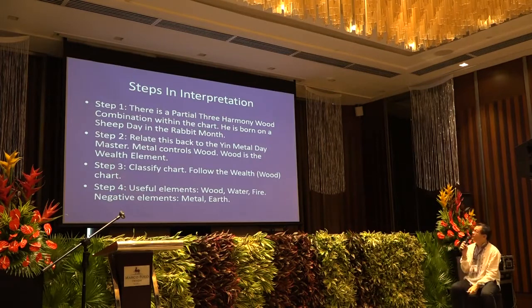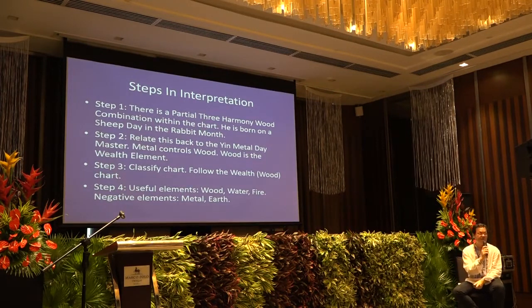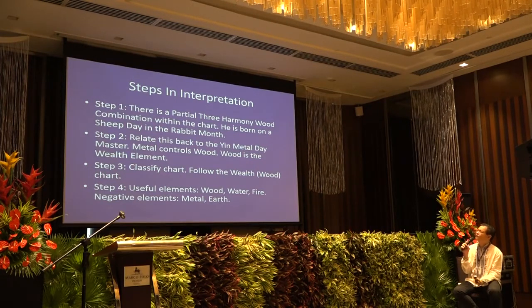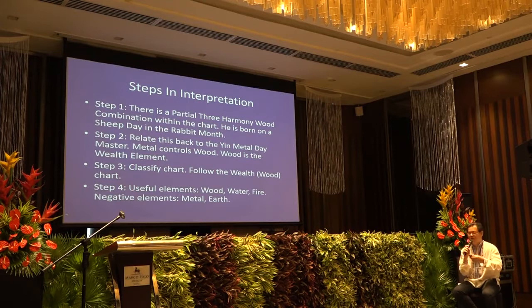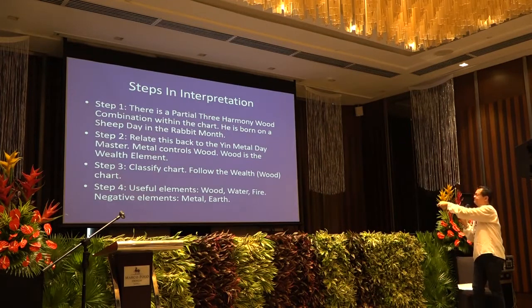Step 1, there is a partial 3-harmony wood combination within the chart. He is born on a sheep day in the rabbit month. Relate this back to the yin metal day master. So metal controls wood. Wood is the wealth element. Classify the chart. Step 3, it's a follow the wealth wood chart. Step 4, useful elements, wood, water, fire. Negative elements, metal and earth. So, as usual, step 5, we have to verify his life events.